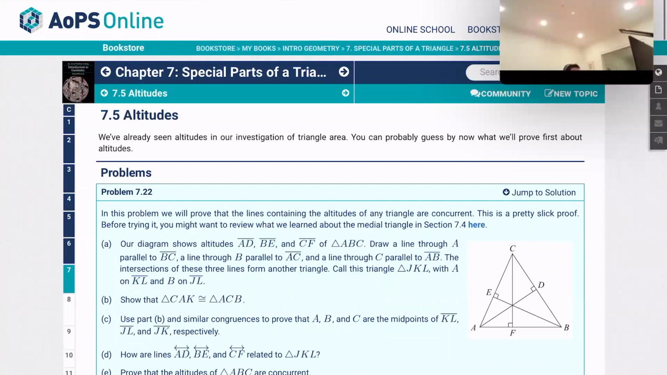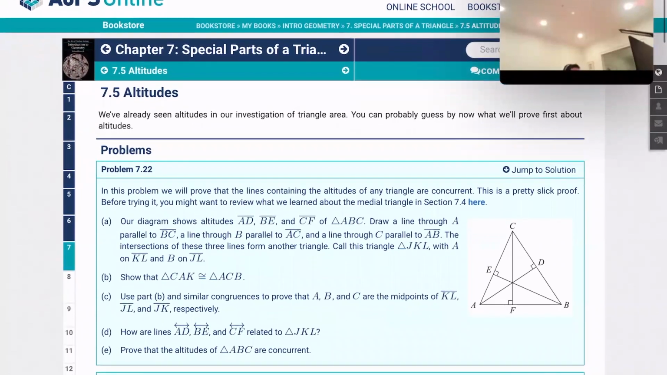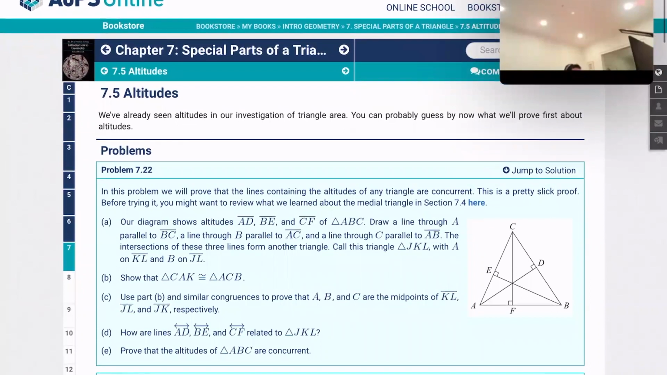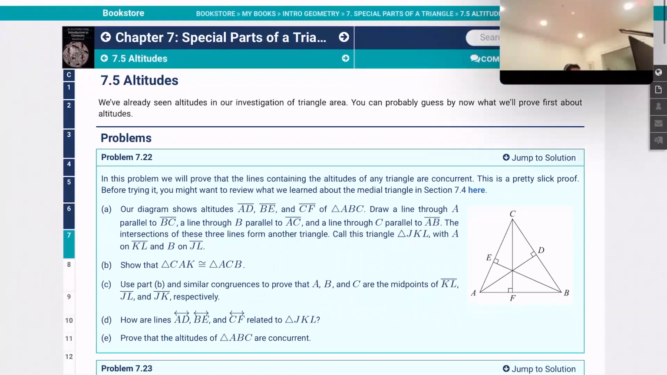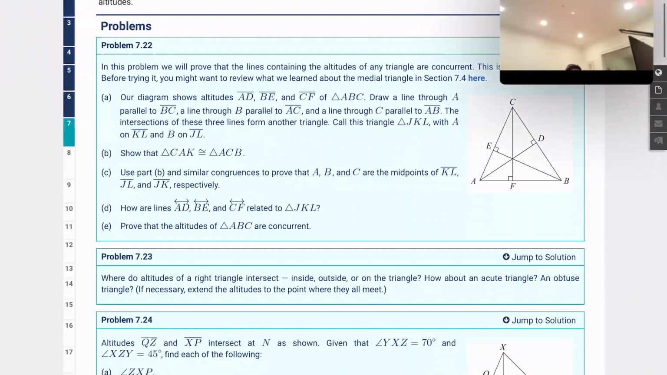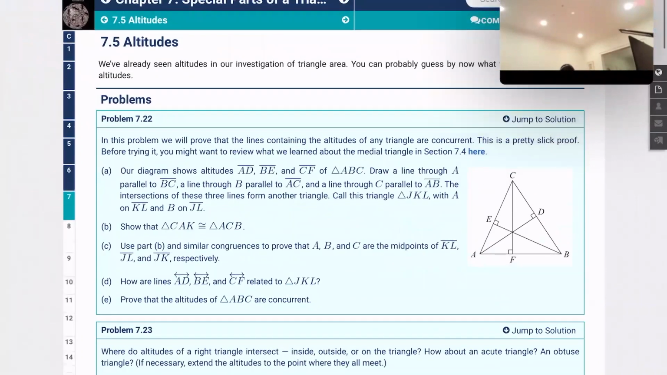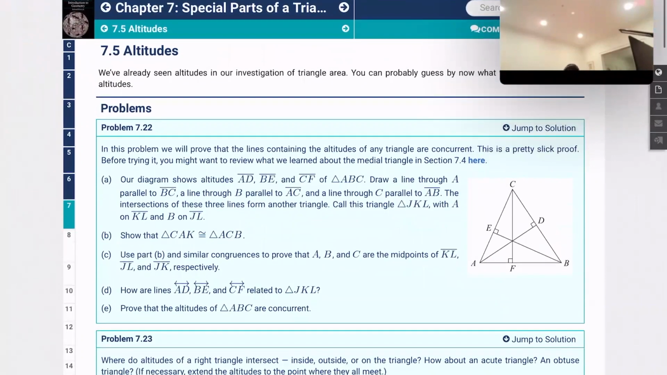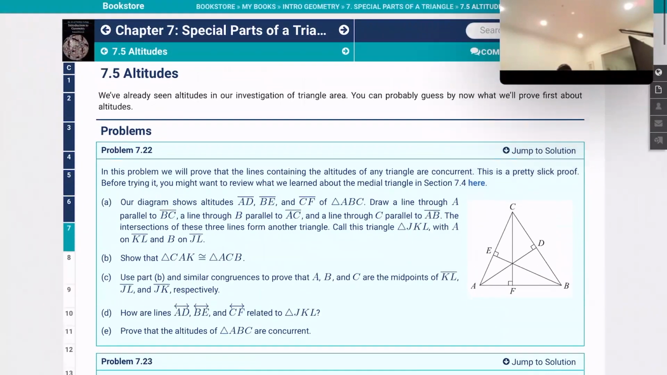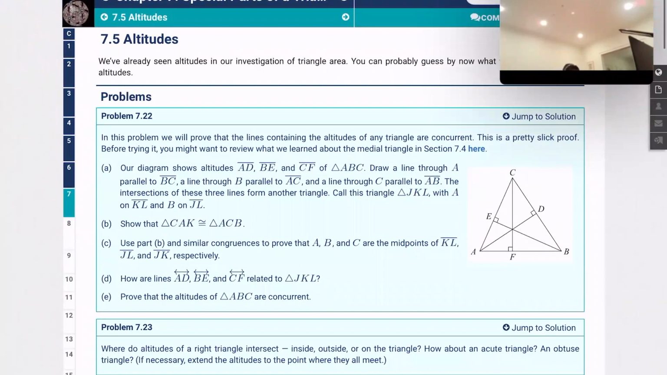Altitudes. We've already seen altitudes. All right, let's see what we're going to learn here. Let's take a look. We have Sophia. Can you read for us the 7.5 altitudes, and then you're going to read problem 7.22.